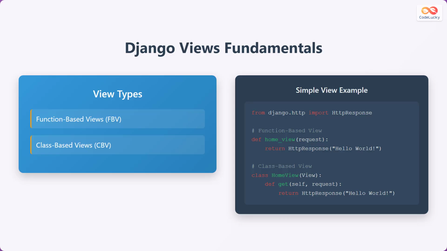Class-based views are Python classes that inherit from Django's view classes and provide more structure and reusability. They use methods like get, post, put, and delete to handle different HTTP methods. Class-based views offer built-in functionality for common patterns like displaying lists, forms, and detail pages, reducing the amount of code you need to write.